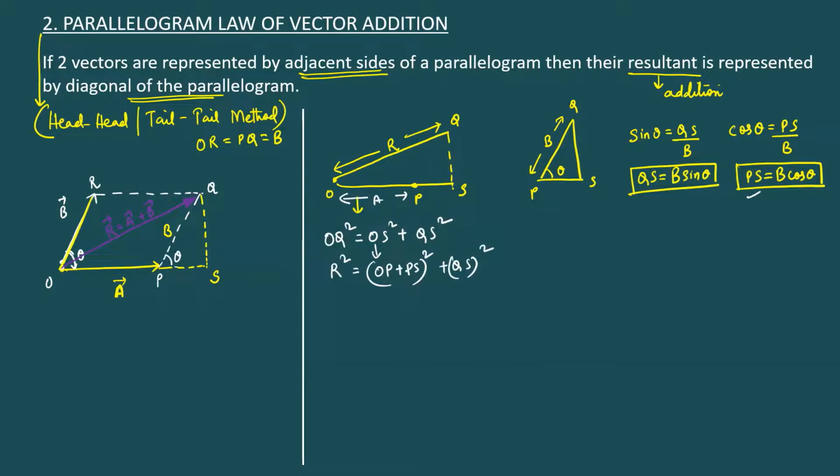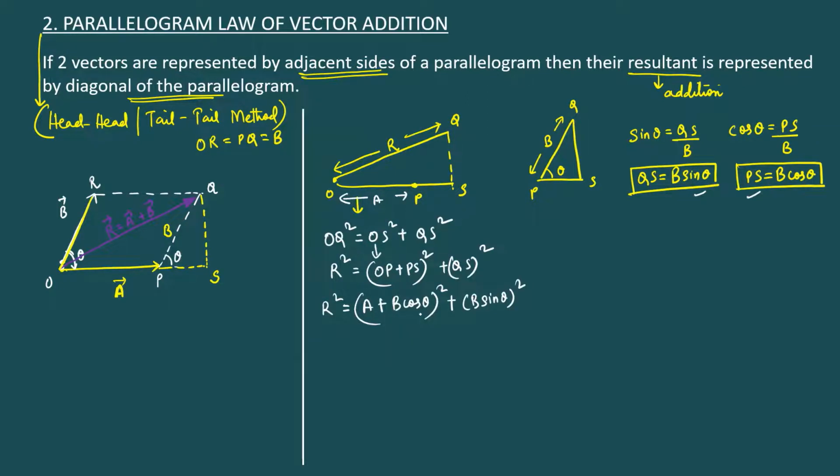Now, what is OP plus PS? OP is nothing but A and PS is nothing but B cos theta. So A plus B cos theta the whole square plus QS square. What is the value of QS? QS is nothing but B sine theta. So B sine theta the whole square. Now this is in the form A plus B the whole square.